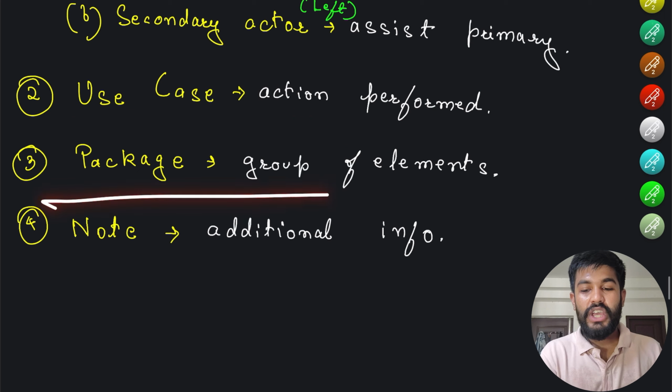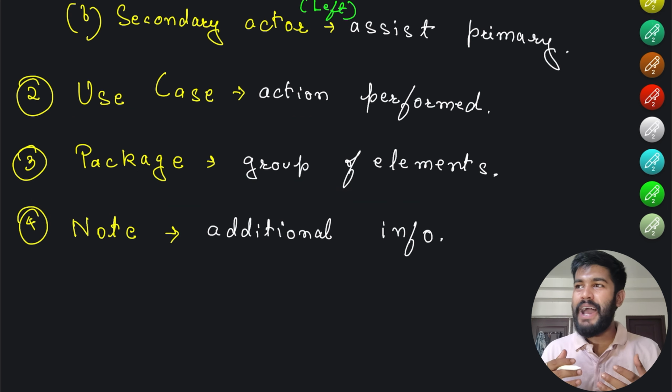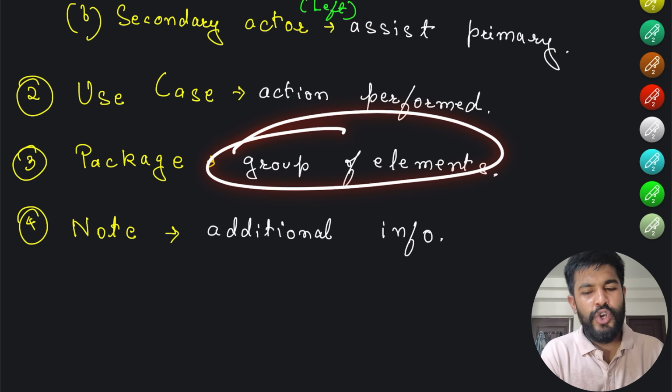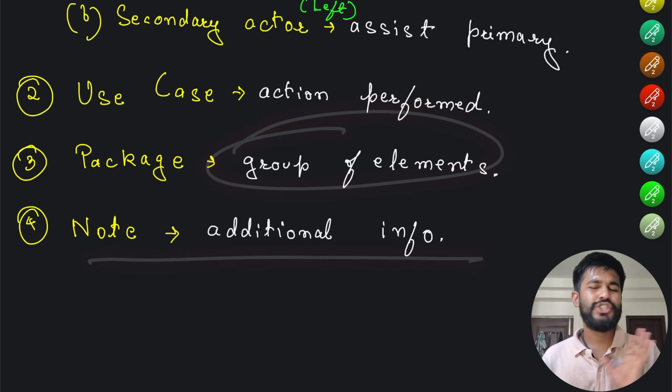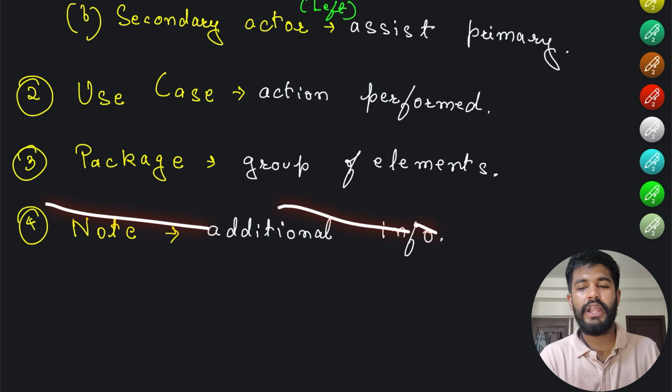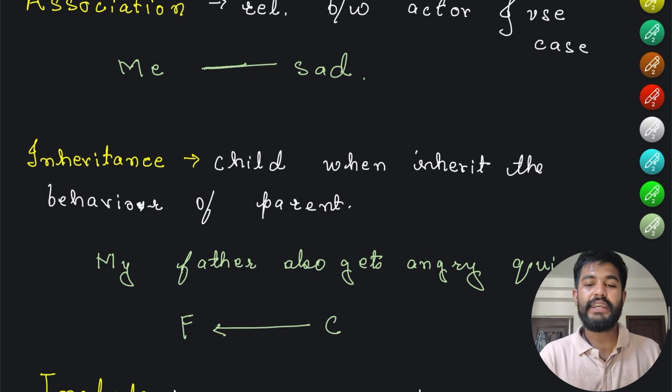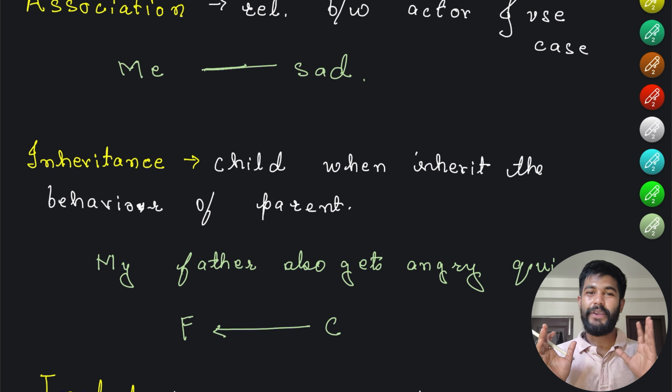A package, this can be well understood by a DTH provider. Like a DTH provider tells you, I would provide a package of all these channels. So a package is nothing but a group of elements. Notes, as the name suggests, are additional notes. This is optional. Now let us move forward to the most vital thing, that is relationships, okay.